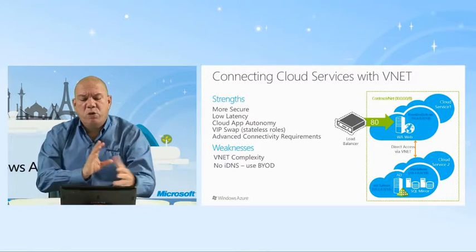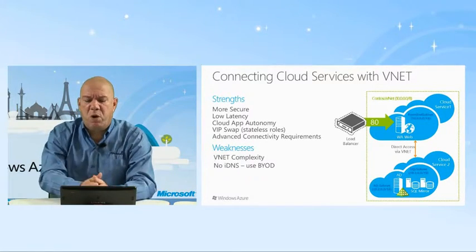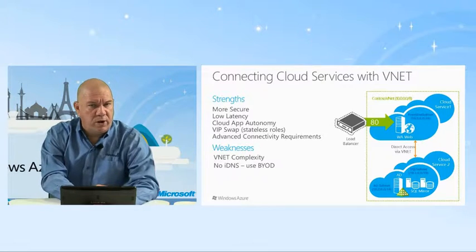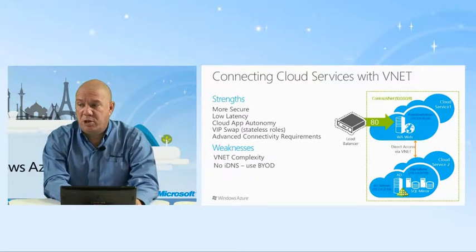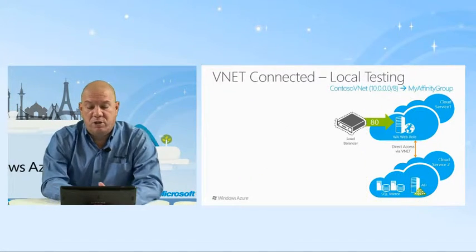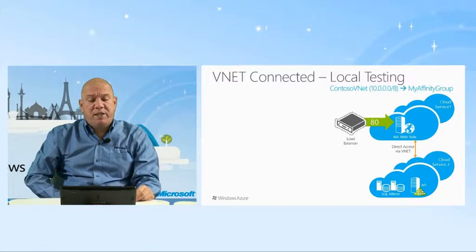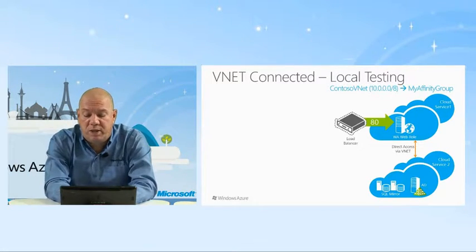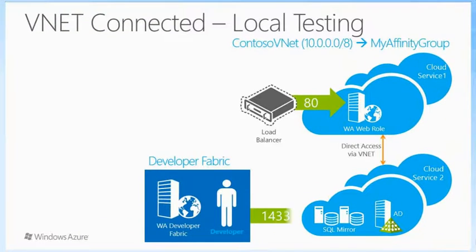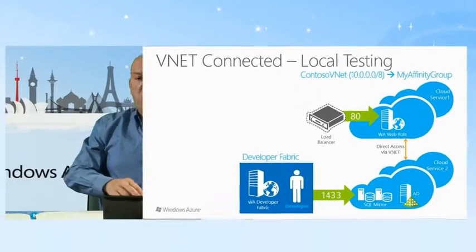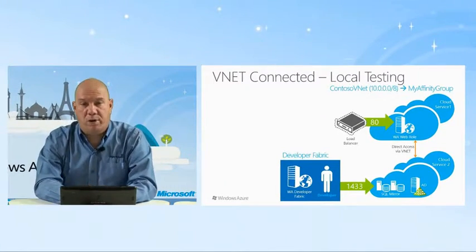Okay, so those are the kinds of general approaches that you can take when you're trying to connect up platform as a service and infrastructure as a service. Now, from a testing perspective, how do you actually go about testing this kind of functionality? Again, from a developer fabric perspective, I've created my app fabric and I'm running it inside of Visual Studio. My connection is going to be with 1433, right? So my testing is done through the standard SQL Server port.